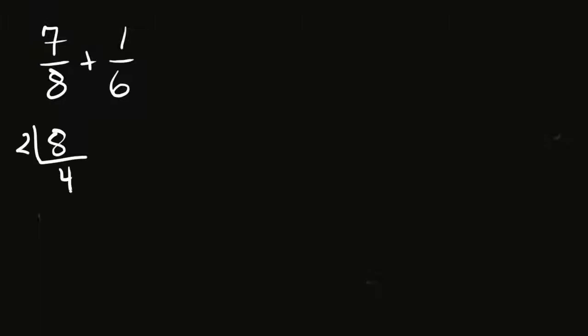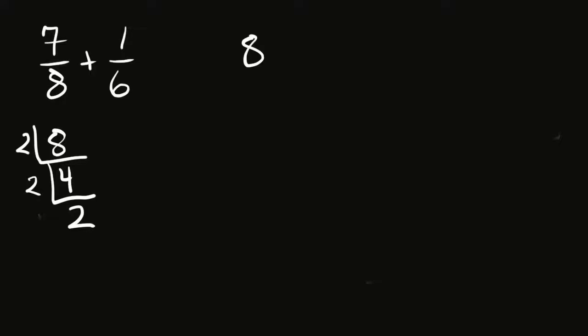Supposing I wanted to combine 7/8 and 1/6. Well, I'd start by prime factoring the 8, and the smallest prime which goes into 8 is a 2. 2 goes into 8 4 times, and I can prime factor that as well. That same smallest prime number, 2, factors into 4 twice. So now we've completely factored it. We've got nothing but primes.